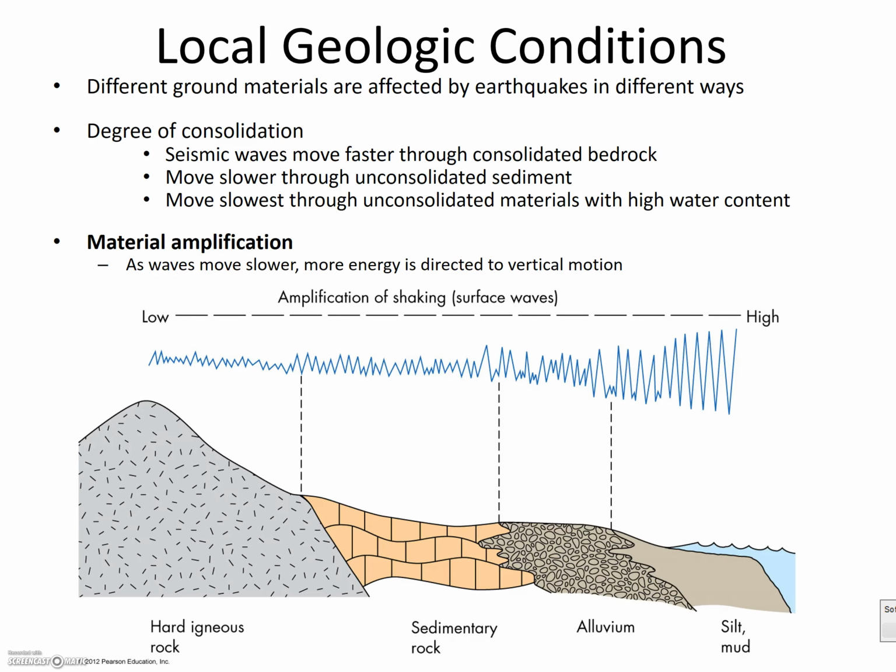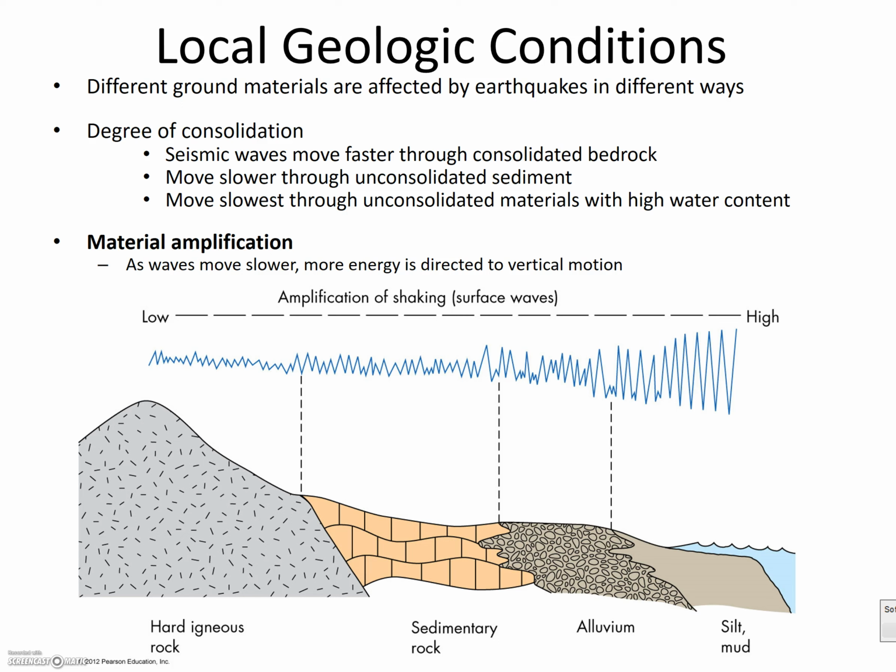Local geologic conditions also affect the shaking from an earthquake. Different ground materials are affected by earthquakes in different ways, mainly due to the degree of consolidation, as depicted in this image. Seismic waves move faster through consolidated bedrock, such as hard igneous rock, and move slower through unconsolidated sediment, such as alluvium.